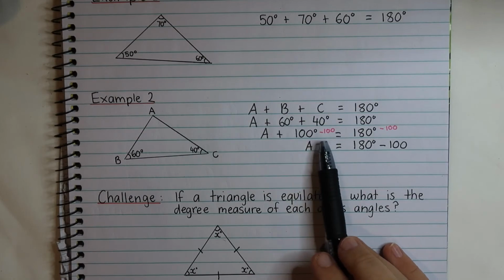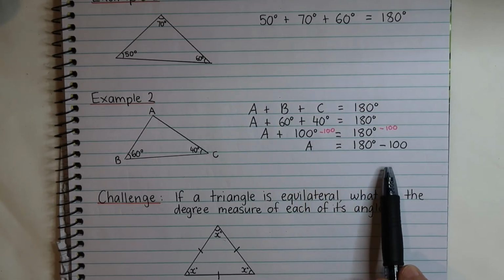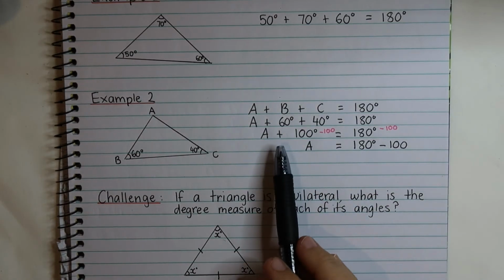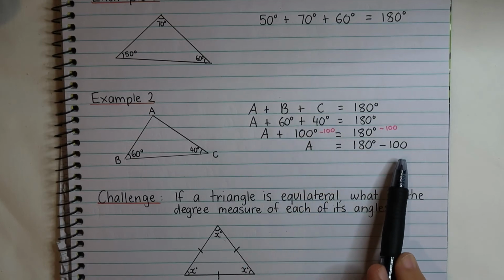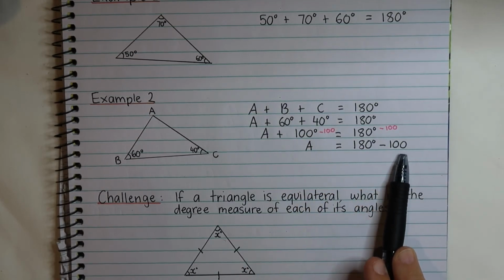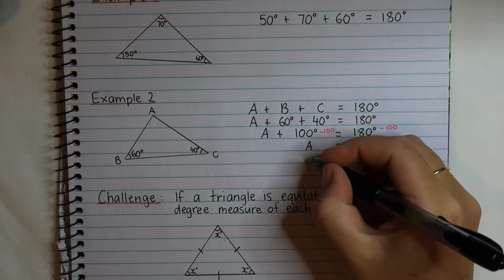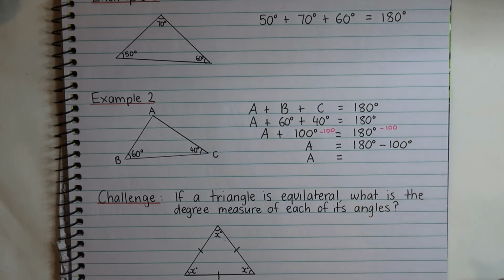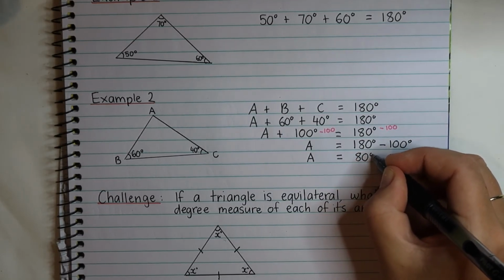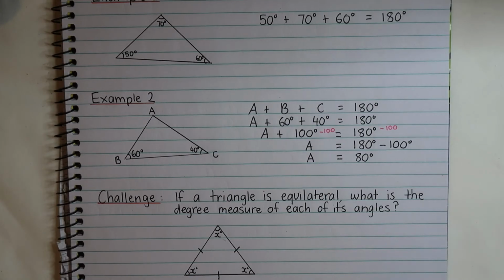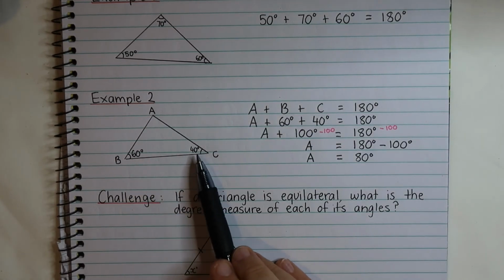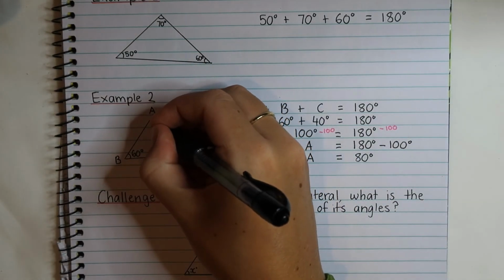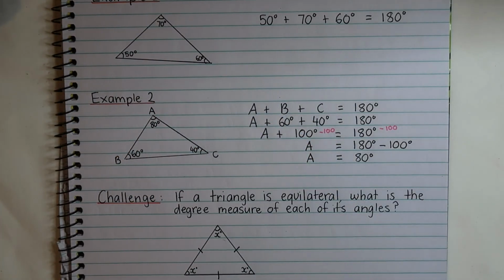So the 100 minus 100 became nothing now, and then it became 180 minus 100. So what you can see is if this was plus 100, when it gets moved over to my right-hand side, it becomes a minus 100. We'll do another lesson on algebra at a later time. So 180 minus 100 is equal to 80 degrees. So let's just check that. If we have 60 plus 40, that gives us 100, plus 80 gives us 180. So that should be correct.